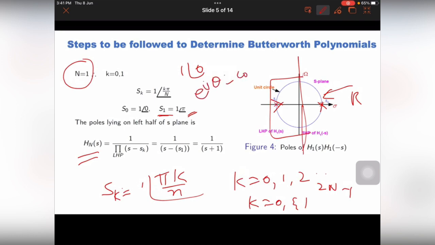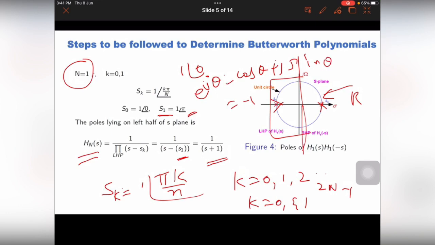e power j theta is cos theta plus j sin theta. So cos 180 is minus 1. So we will get minus into minus plus 1. So the S1 value is minus 1. Minus into minus plus, you will get S plus 1. You should know how to simplify the angle in a trigonometric relationship. By using trigonometric relationships, you have to simplify the angle.